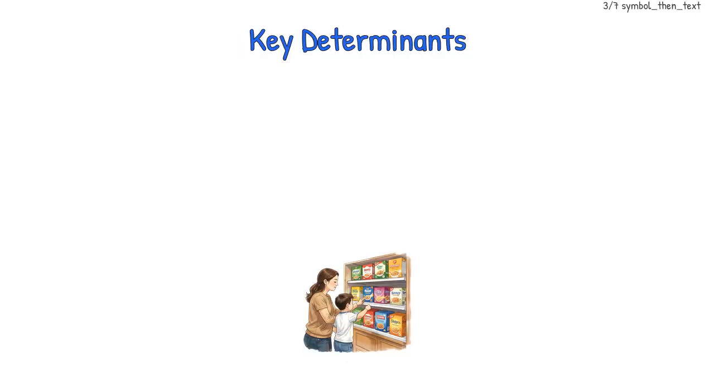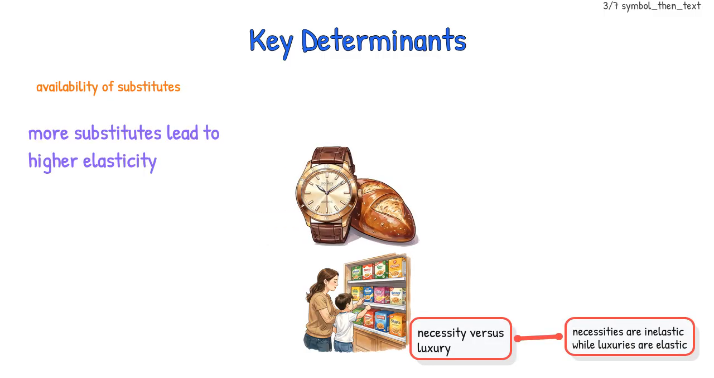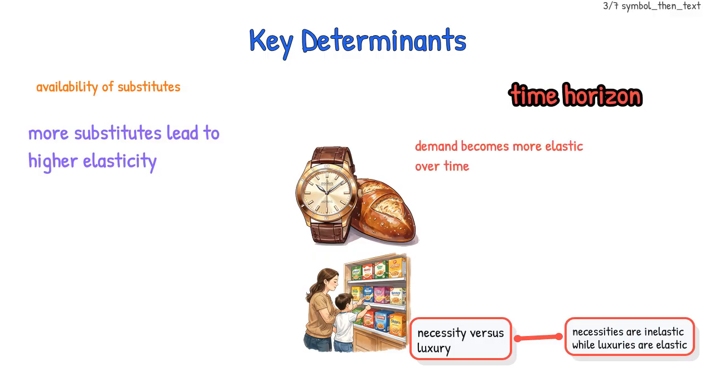Key determinants of price elasticity include availability of substitutes. More substitutes lead to higher elasticity. Necessity versus luxury. Necessities are inelastic while luxuries are elastic. Time horizon. Demand becomes more elastic over time as consumers adjust habits. And proportion of income. A higher share of income makes demand more elastic, for example cars versus salt.